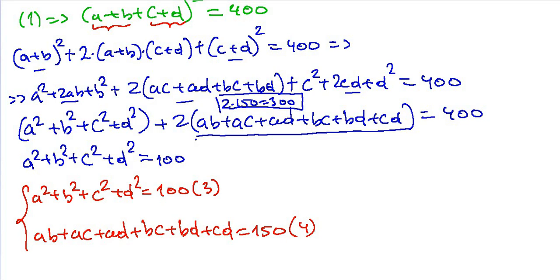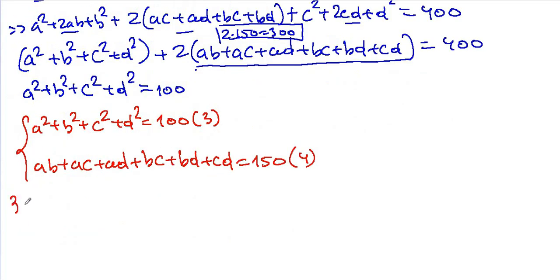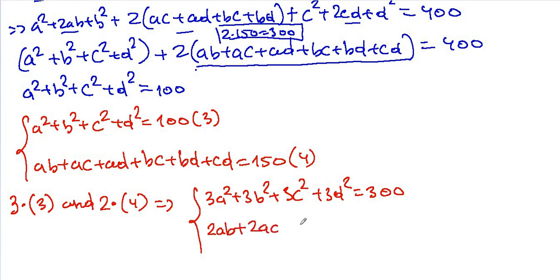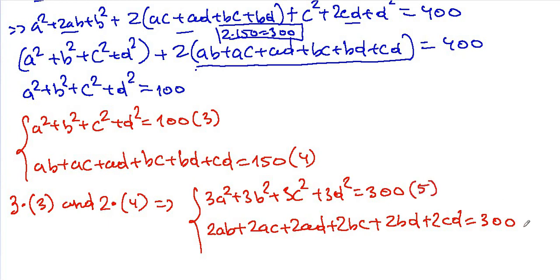Now multiplying the third equation on both sides by 3, I will get 3a^2 + 3b^2 + 3c^2 + 3d^2 = 300. And multiplying the other equation by 2, I will get 2ab + 2ac + 2ad + 2bc + 2bd + 2cd = 300. Let me call this equation fifth, and this one sixth.